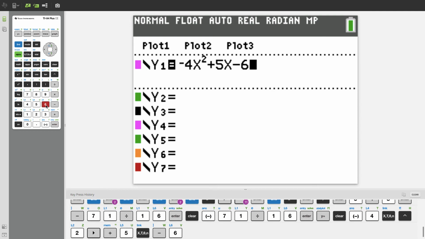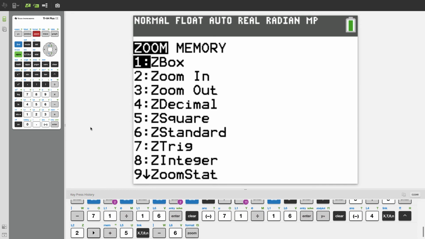Okay, now our vertex is going to be 5/8, which we saw was 0.6, right? And our y would be negative 4.4, 4 point something. So is that going to be in a standard screen of 10 by 10? Would that fall in there? Yes. Okay, so we can see that. I'm just going to hit zoom after I have it in there, and 6 for that standard 10 by 10 screen.